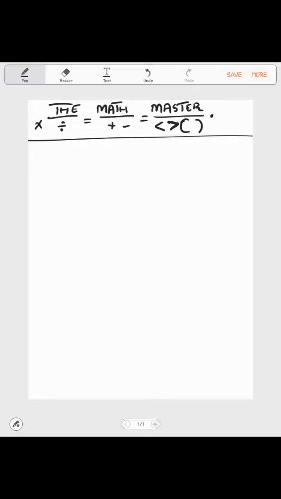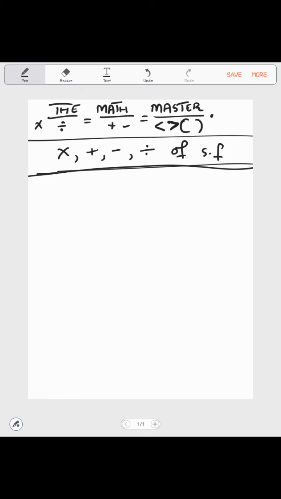Hello guys, this is the Math Master, and today, as you know, we have the topic multiplication, addition, subtraction, and division of standard forms. Now, this is a very basic topic, and you don't need to do much but just follow the rules. So, let's start with number 1.